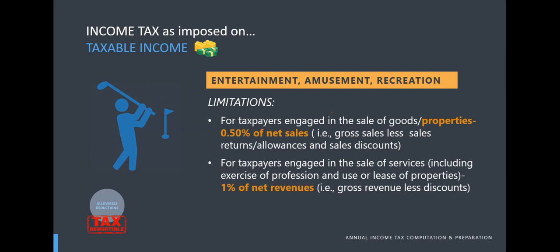So for the sale of goods, we have at least 5,000 of representation expenses that is deductible for tax purposes. While for sale of services, we have 10,000. So 5,000 plus 10,000 is equal to 15,000. So that is the only amount that we can include as tax deduction for income tax.